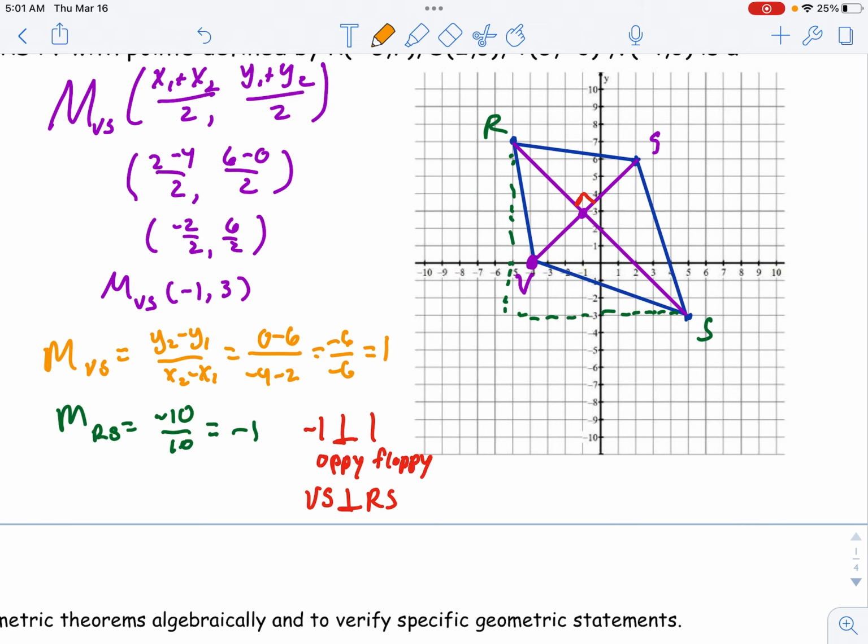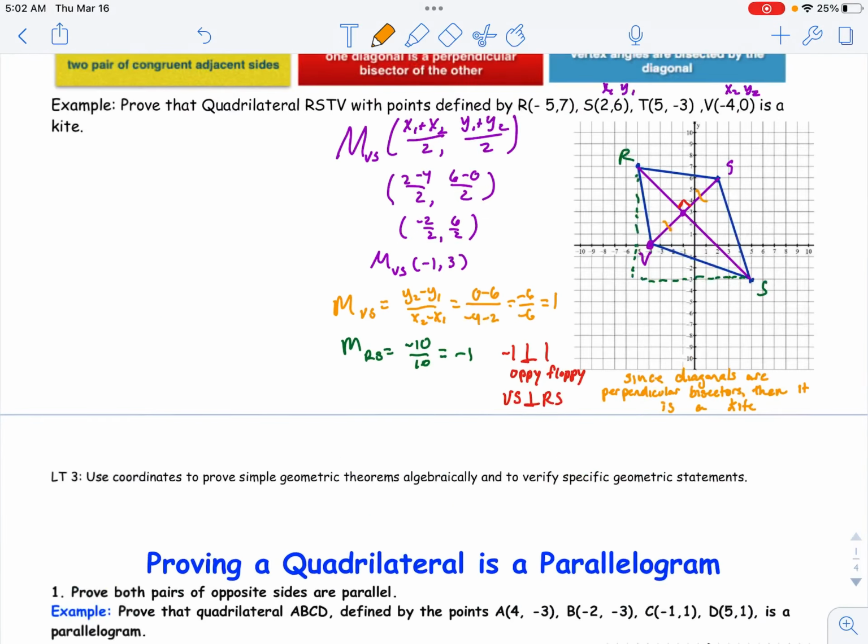Alright, so you could say since diagonals are perpendicular bisectors, then it is a kite.